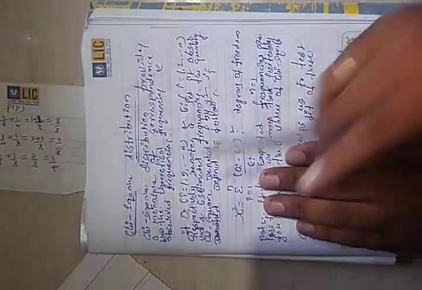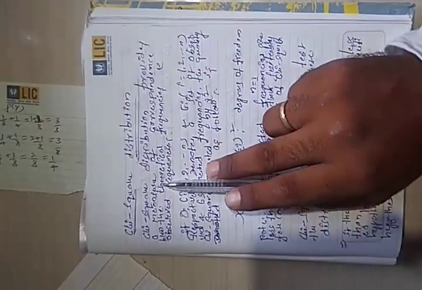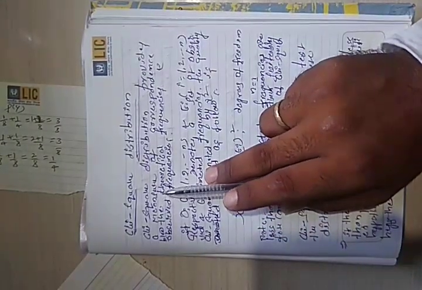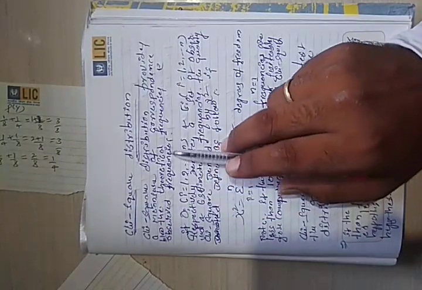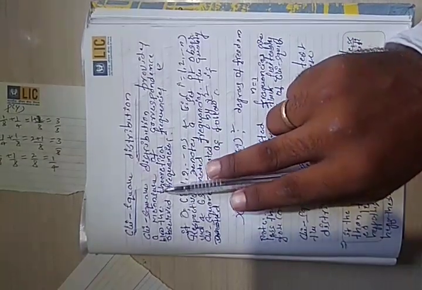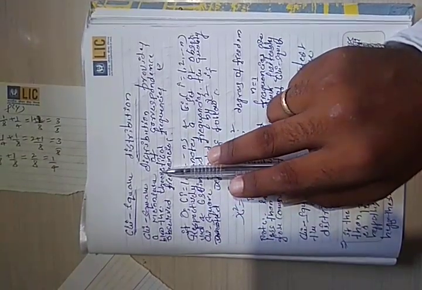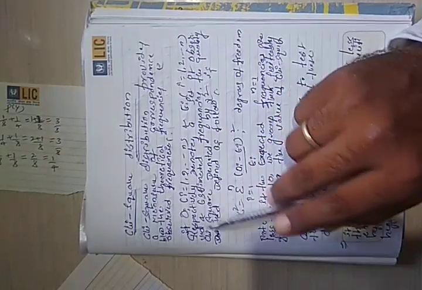Again, another definition is chi-square distribution. What is chi-square distribution? Chi-square distribution provides a measure of correspondence between the theoretical frequency and observed frequency.